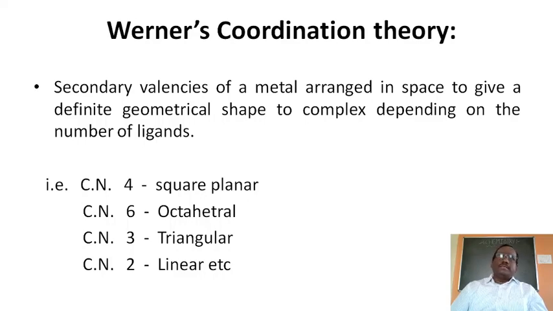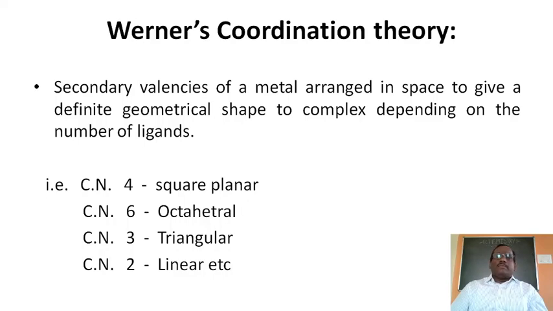Hence, in Werner's coordination theory, 4 important postulates are needed. The central metallic atom provides 2 types of valency: primary and secondary. Primary is ionizable and non-directional. Secondary is non-ionizable and directional.